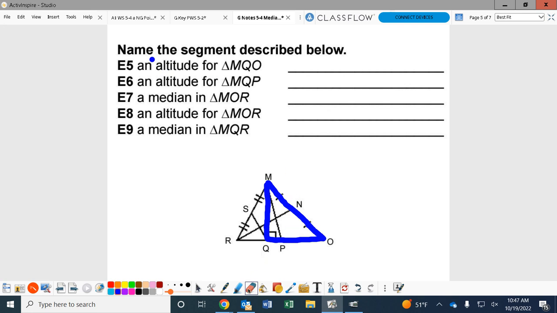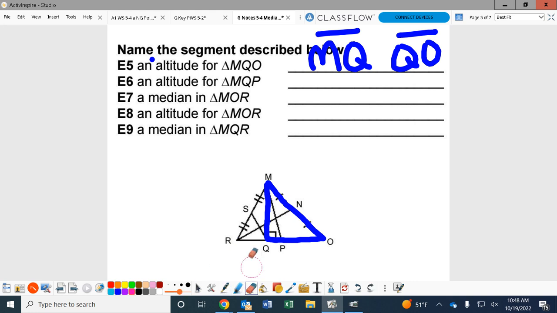What could work, guys? MQ would absolutely work. MQ. What else could work? Well, you could absolutely do QM. It's just backwards. I would absolutely take that. But there is another piece, guys, that could be called the altitude. It could be QO or OQ. Either way. As long as it's at a right angle, guys, and it touches one of the vertices, then it's going to be your altitude.